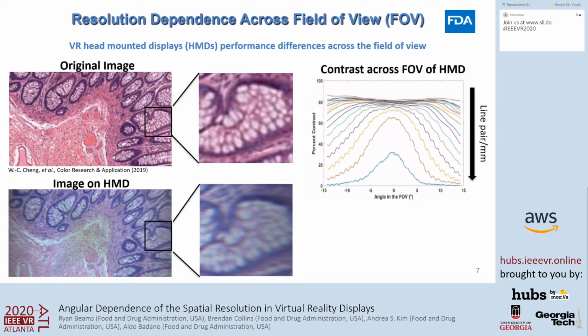We've also looked at this in terms of contrast. So if we start with looking over a 30-degree field of view of the head-mounted display and look at the percent contrast, as you start to go to higher resolution features, the contrast starts to drop off fairly quickly. And so it really illustrates that where you are in the field of view, and the spatial frequencies of the content, impacts the final result.